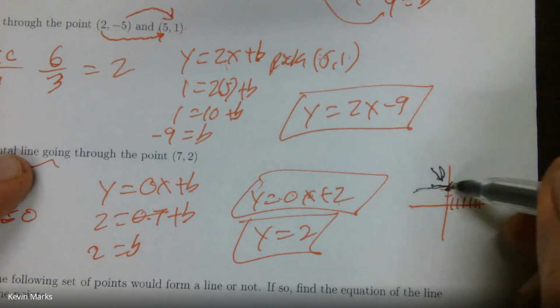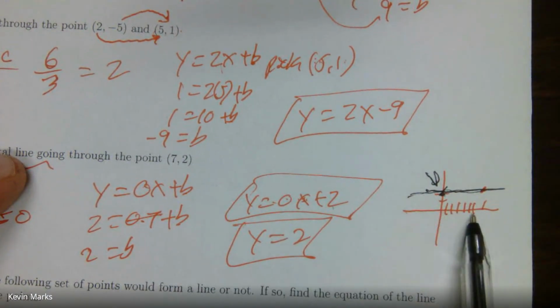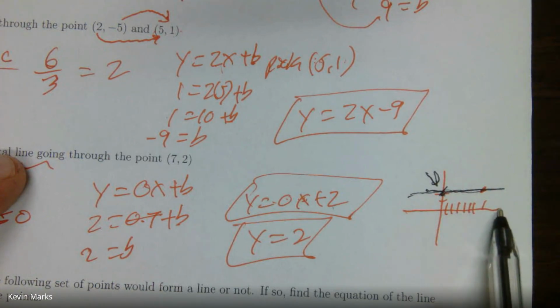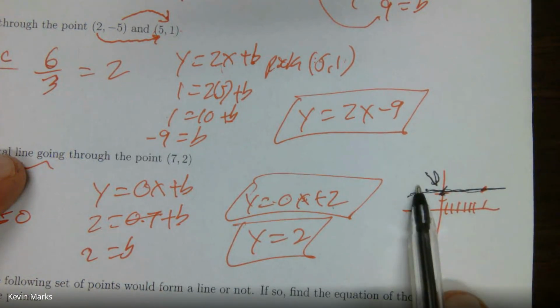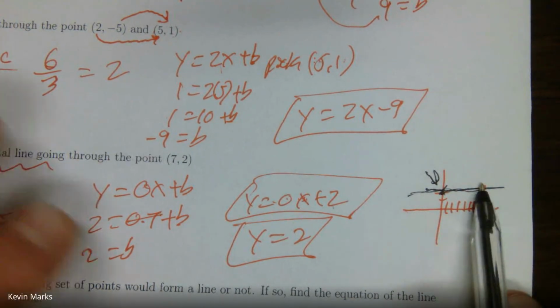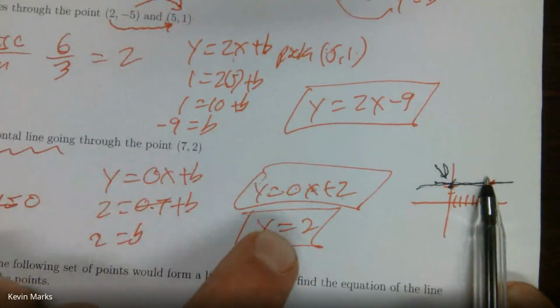Or you could think of it as, what do all these points have in common, right? Whether you went to the right, you gotta go up 2, farther right, up 2, farther right, up 2, left, up 2, left, up 2. All of them have a y coordinate of 2.